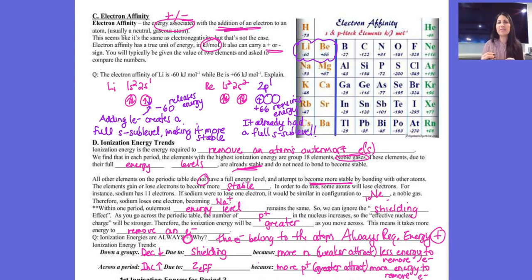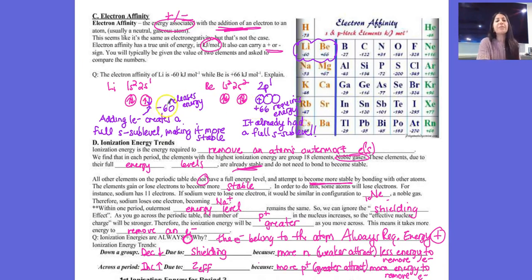Positive means that it doesn't happen unless it actually absorbed energy for it to happen. So we need an outside source of energy in order for it to happen. Whereas if it's a negative, then that will just release energy on its own. It's making it more stable. And so we looked at the difference between lithium and beryllium, where lithium has a negative 60 electron affinity, whereas beryllium's is a positive 66.